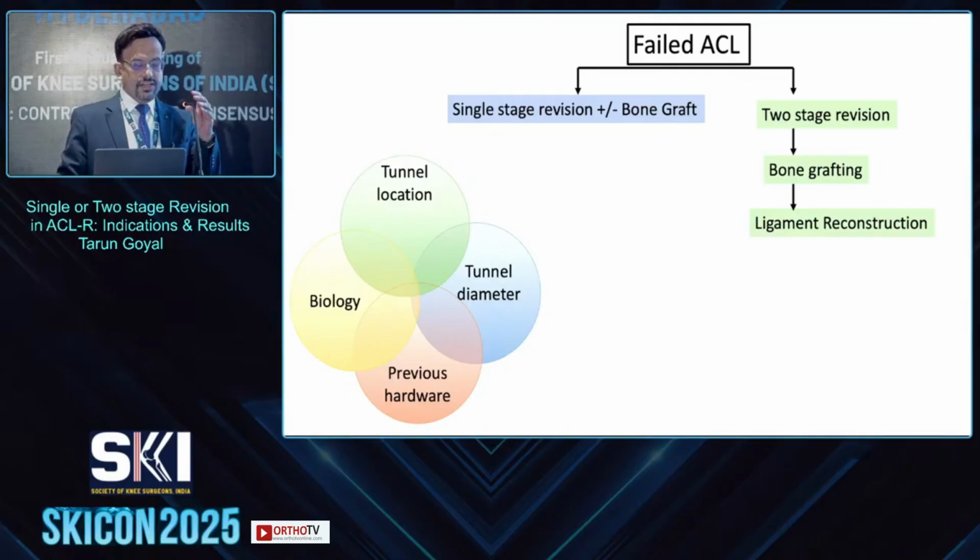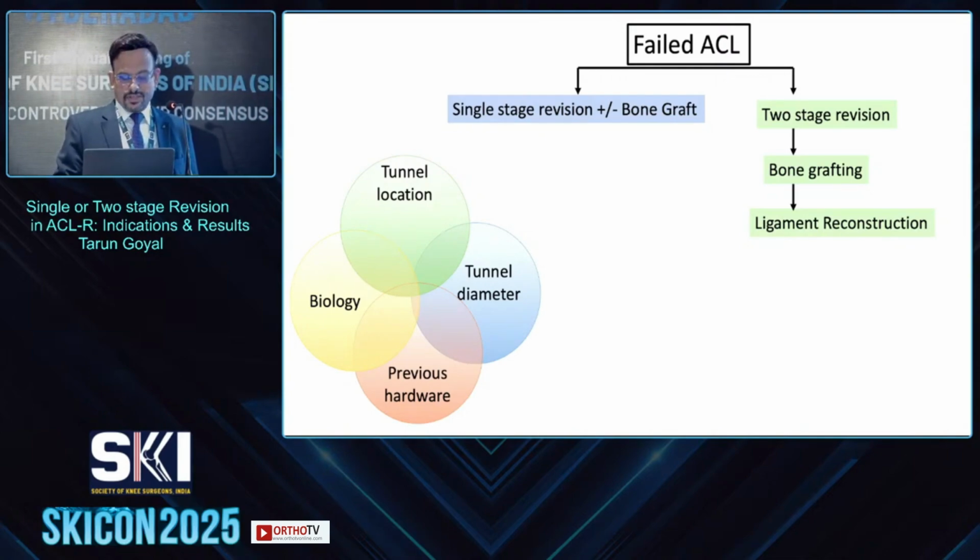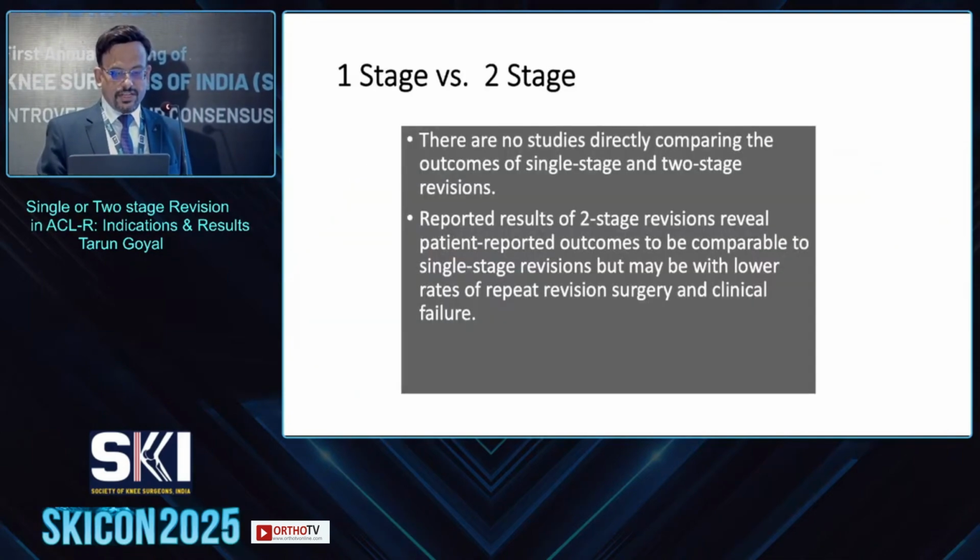And in order to decide whether you are planning for a single stage or a double stage procedure, you need to look at the tunnel location, the old tunnel diameter, the previous hardwares, the size of the hardwares, and the amount of bone loss that you're going to have if you are to remove that hardware, and the biology of the local bone in terms of the future graft healing.